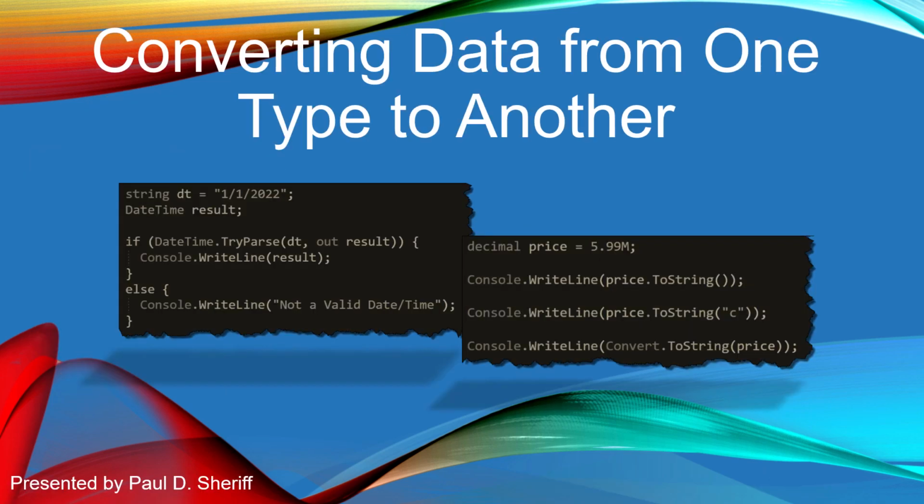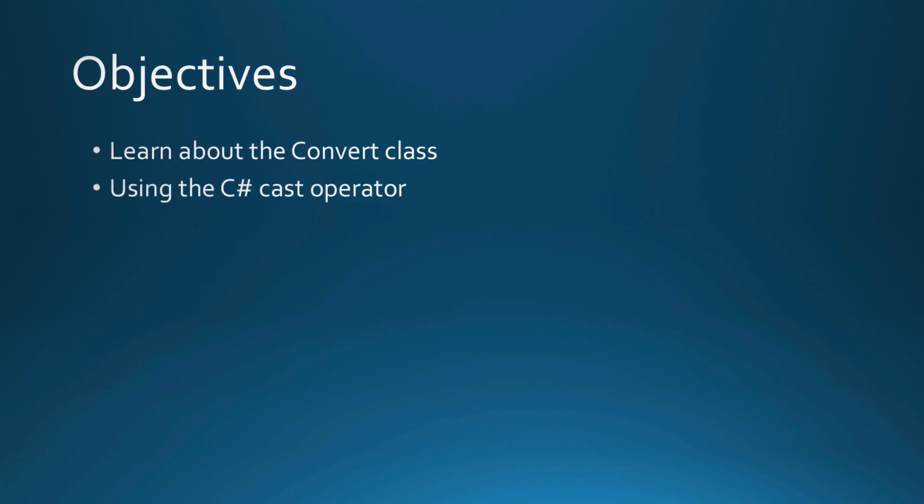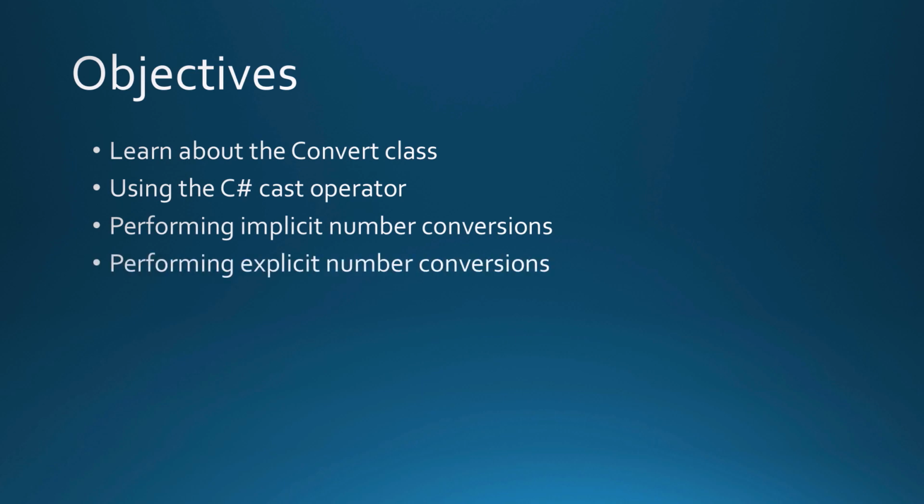This lesson is converting data from one type to another. The objectives for this lesson are to learn about the Convert class, using the C# cast operator, performing implicit number conversions and performing explicit number conversions, and converting numbers to strings.